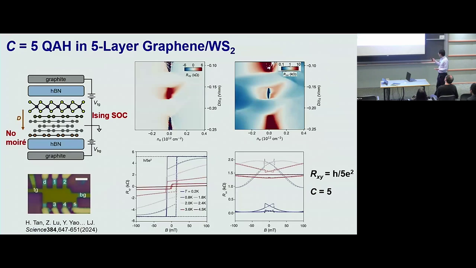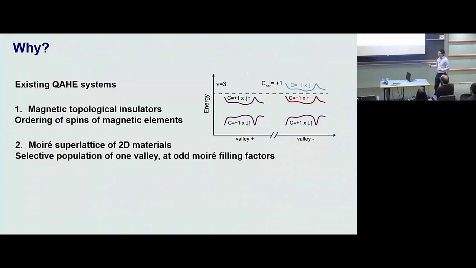We were trying to understand what's going on, just to compare this C equals 5 quantum anomalous Hall with other quantum anomalous Hall states that have been seen. It's clearly different from the magnetic TI, because we have no magnetic element here. Clearly, it has nothing to do with ordering of spins. It's also very different from the quantum anomalous Hall you get from the moiré superlattice of 2D materials, like graphene aligned with hBN, like Andrea did, or TMD.